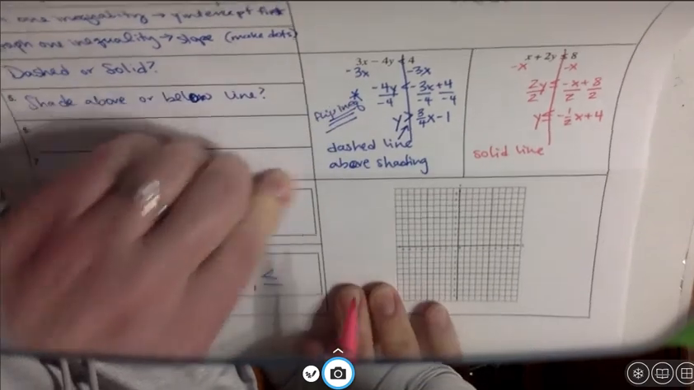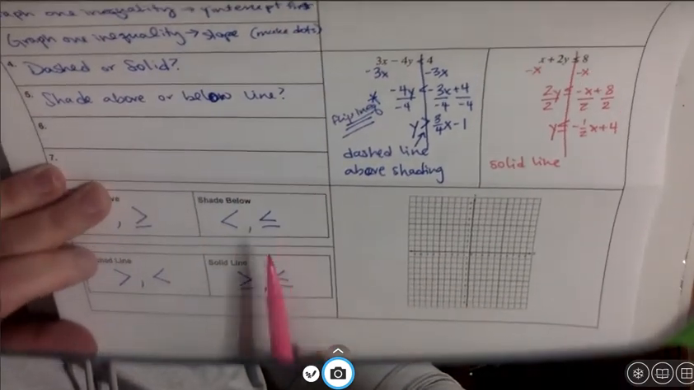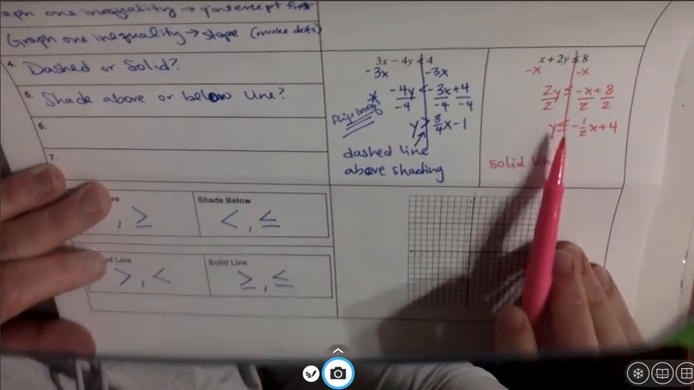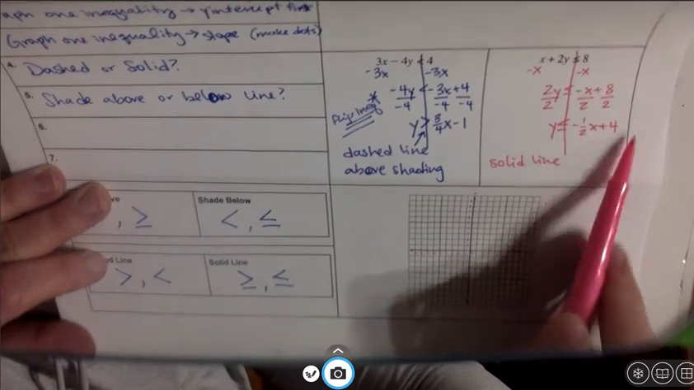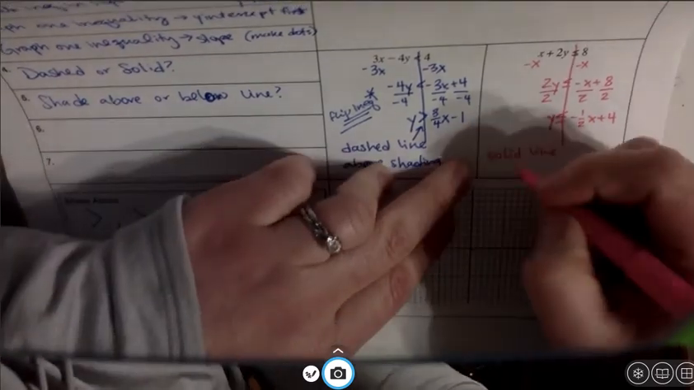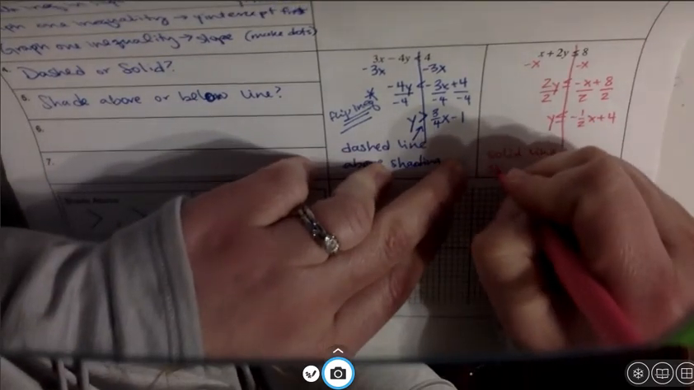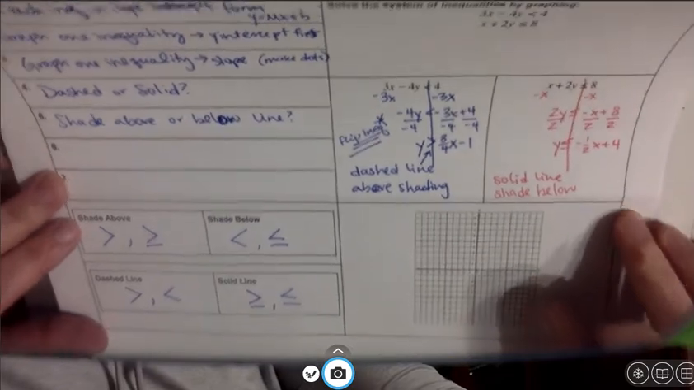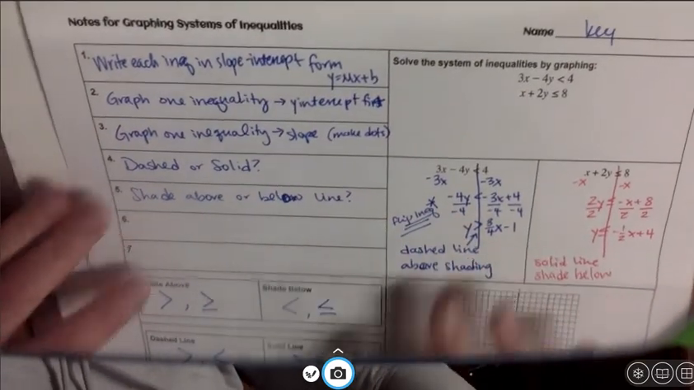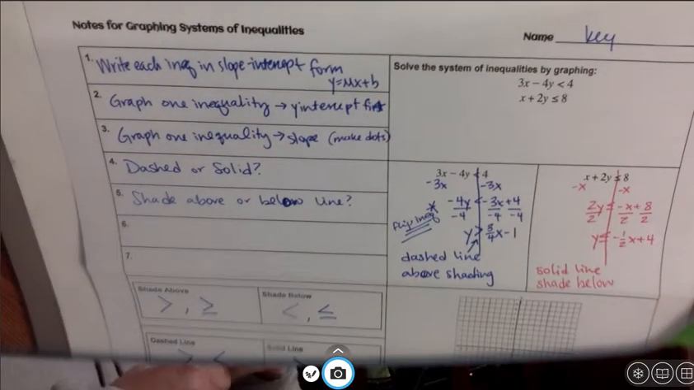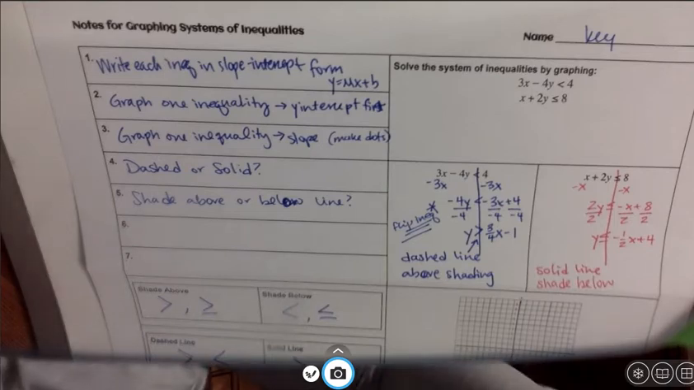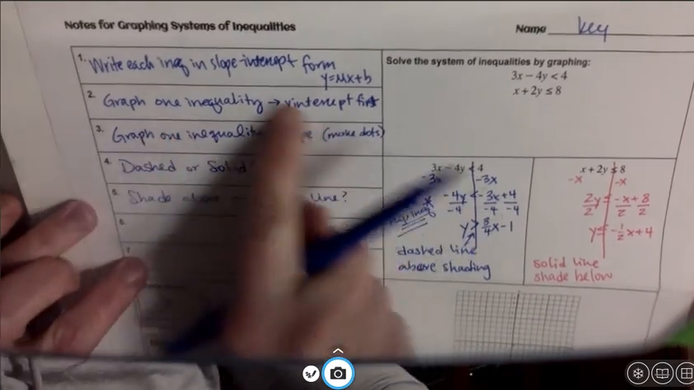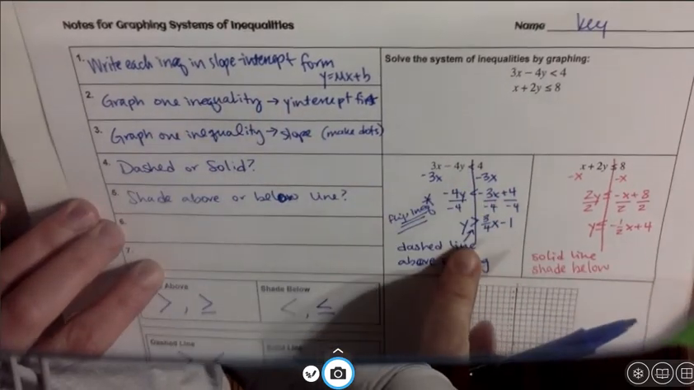And in this case, I'm going to shade below because the y is less than everything else when it comes to that line. So I'm going to shade below. Okay, so I have all that information there so I can start to graph them when I'm ready. So shade above or below will be nice and awesome. And I'm doing all of this for just one of my inequalities.